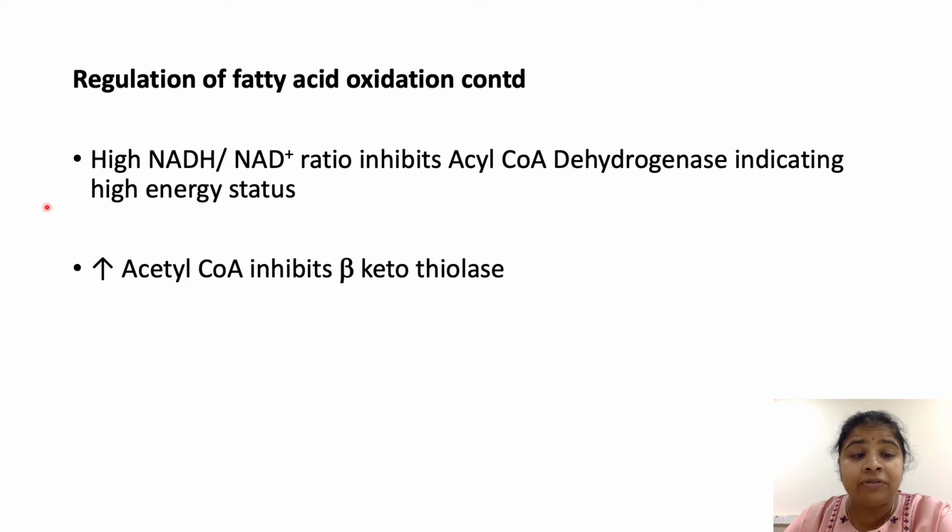So accumulation of acetyl-CoA will in turn have a feedback inhibition and inhibit beta ketothiolase. So this is the regulation of beta oxidation. One is by malonyl-CoA, which is allosteric regulation. Then we have hormonal regulation by glucagon and epinephrine, or inhibition of beta oxidation and lipolysis by insulin. Then we have a high NADH ratio and an increase in acetyl-CoA inhibiting beta oxidation.